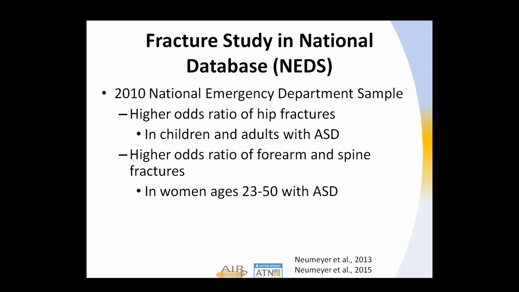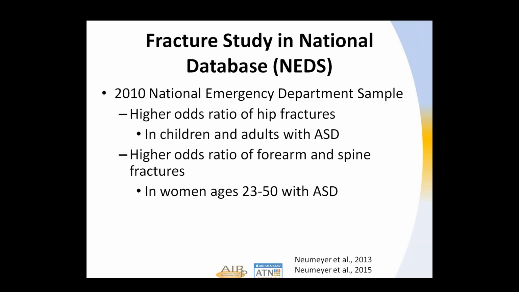So after we did this study, we started to wonder, is there any real difference in fractures? If the children with autism have a lower bone density, do they have more fractures? So we looked at a national database called the National Emergency Department Sample, NEDS. That sample looks at emergency rooms across the country, and they looked at 28 million emergency room visits in 96 hospitals.